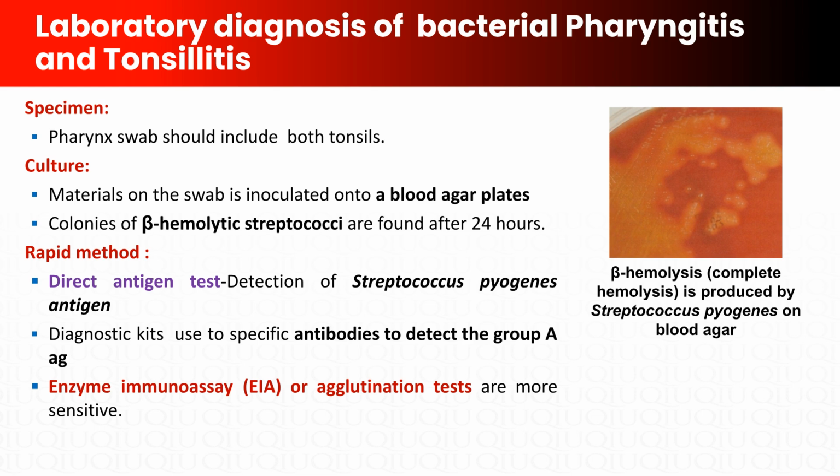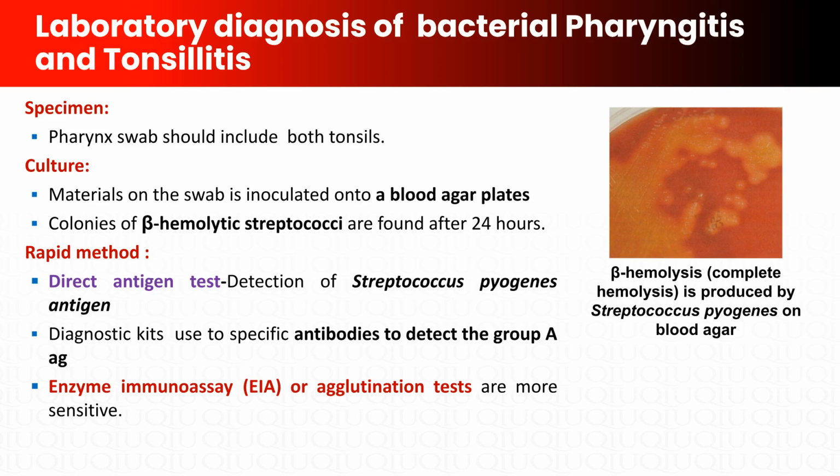For more rapid diagnosis, we use rapid antigen detection tests. These tests directly detect Streptococcus pyogenes antigen from the throat swab within 5 to 10 minutes. Diagnostic kits use specific antibodies to detect the group A carbohydrate antigen, which is unique to Streptococcus pyogenes. The test uses enzyme immunoassay or agglutination techniques.